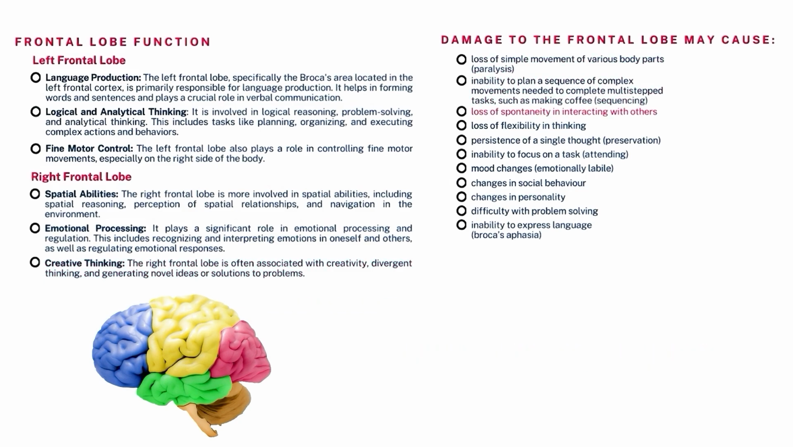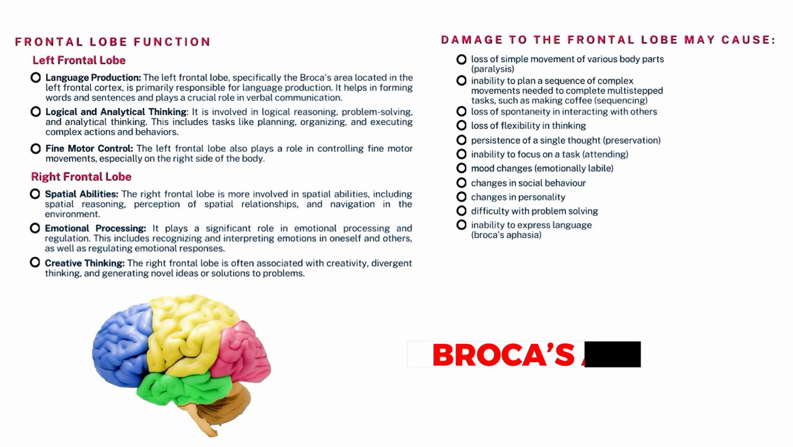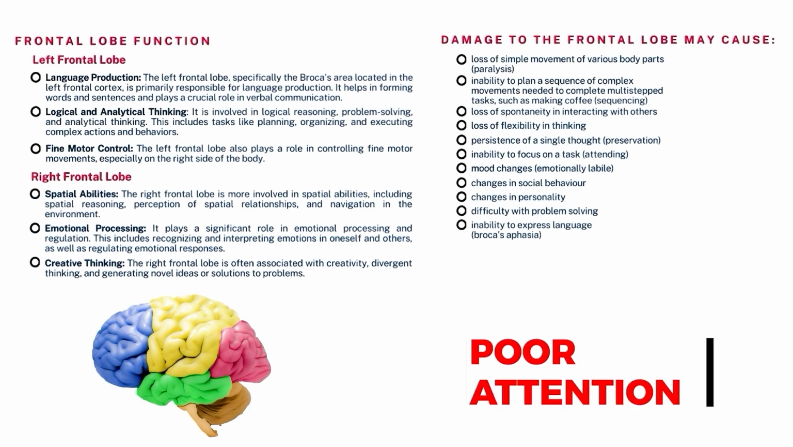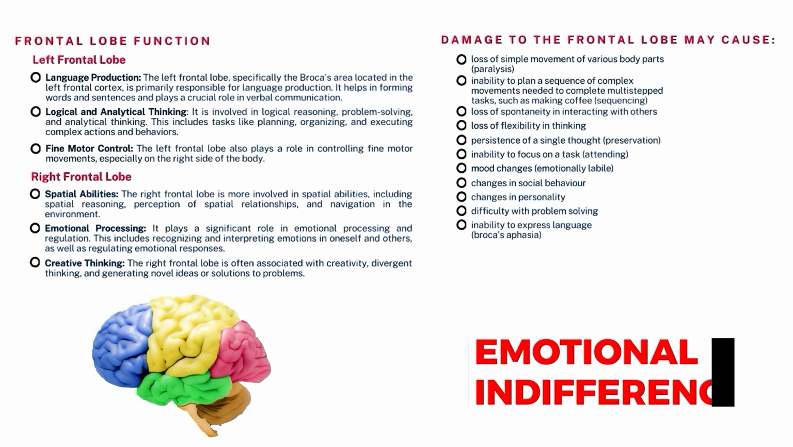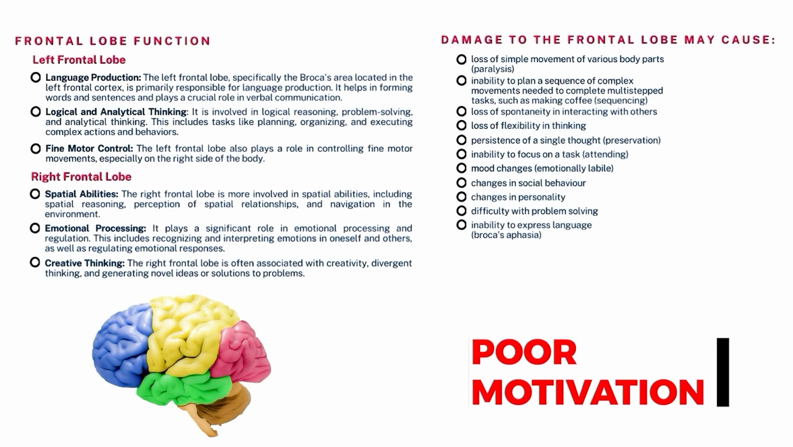Any defect or damage to the frontal lobe will cause corresponding defects, of which hemiplegia is a common presentation, and Broca's aphasia, an expressive aphasia where the patient cannot articulate the words they want to say. Patients may have apathy and mutism. They may not communicate with others, they just stay still, and have poor attention to what's going on around them. They have emotional indifference to people and to the situation, and are also poorly motivated.